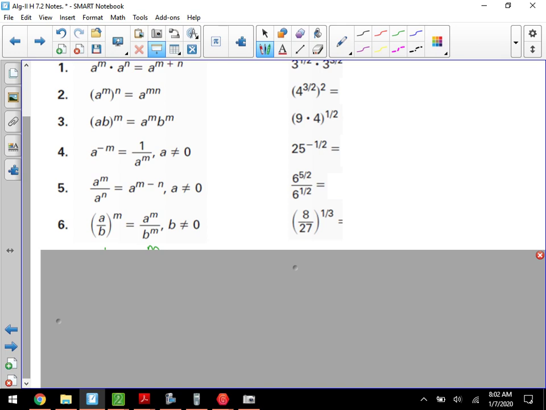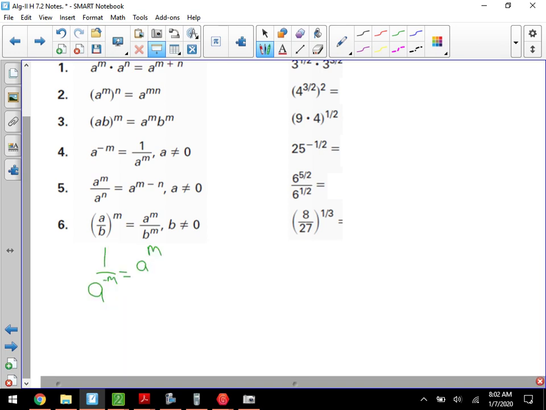The last one I put in here was, if it's negative in the bottom, it moves up. We talked about it. I'm not too worried about it. You guys know that.